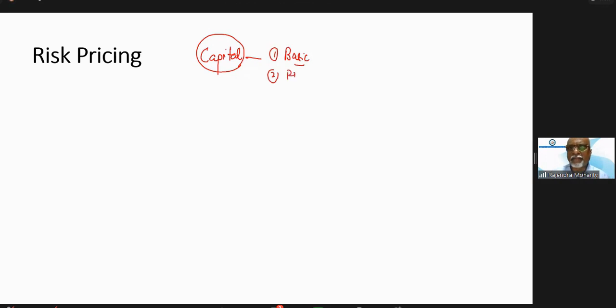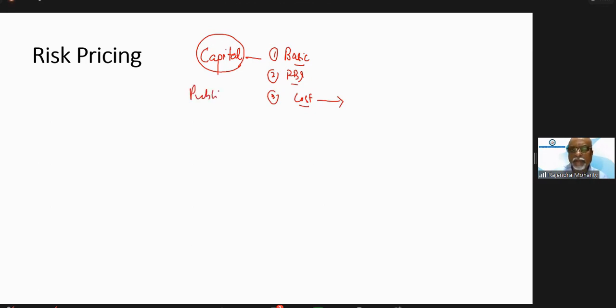Capital is the basic or fundamental thing for any kind of business. Second, it is a regulatory requirement. RBI says that you have to maintain capital. You cannot say that I don't want to maintain capital. RBI says so, you have to obey. And third, maintenance of the capital is not free of cost. Capital comes with a cost. So what is this cost?